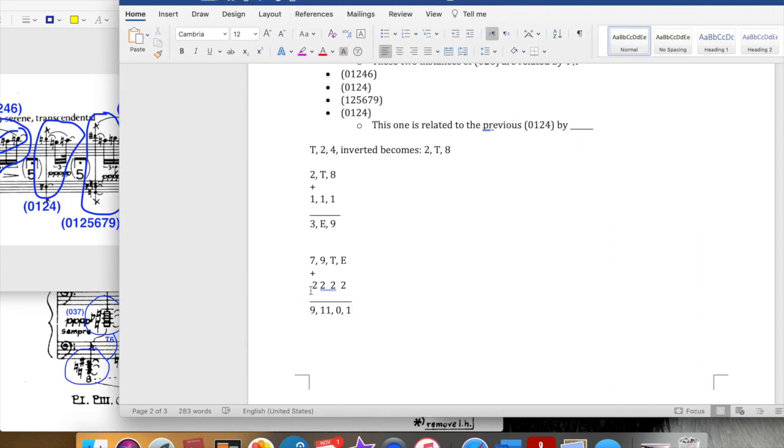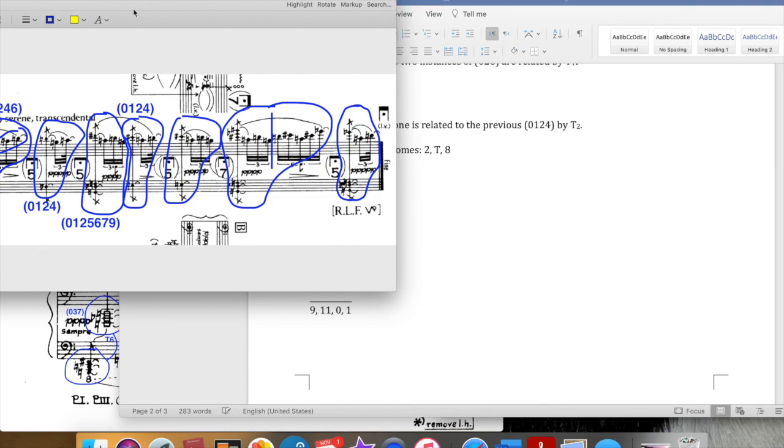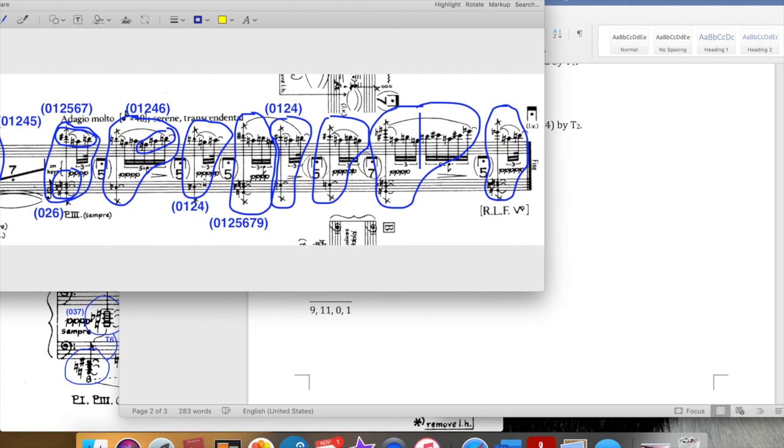This is related by transposition of a second, a major second. This one's related to the previous 0, 1, 2, 4 by T2. Let's look at the score for a second too. See how you can see that everything here has just been moved up a half step, and that's all. Sorry, here. Everything between this and this is just a half or a whole step apart.